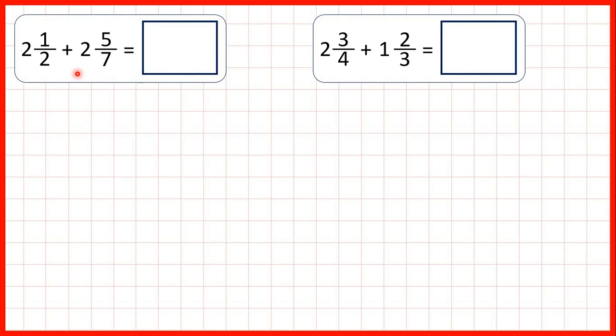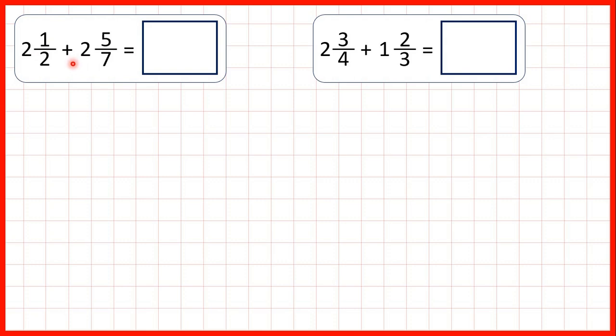Now we're adding mixed numbers, but this time, when we add our fractions, we'll get a total of more than one whole, or an improper fraction. So we'll need to change that back into a mixed number before adding it to our whole numbers. So first, we have 2 and 1/2 plus 2 and 5/7.